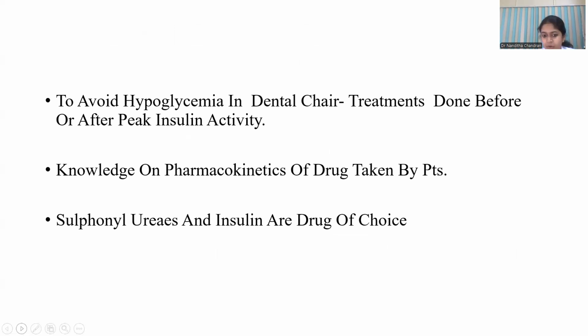Always have knowledge of the pharmacokinetics of the drugs the patient is taking. Normally, sulfonylureas or insulins, etc., are the drugs of choice given for a diabetic patient.